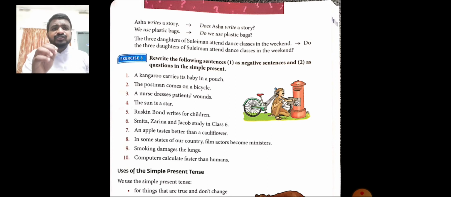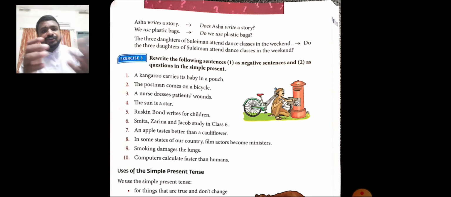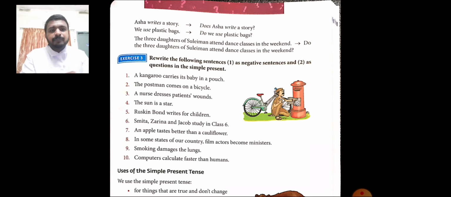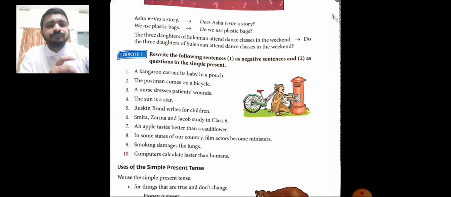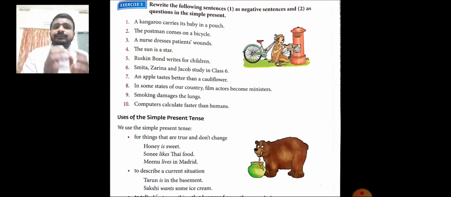The three daughters of Suleiman attend dance classes in the weekend. Do the three daughters of Suleiman attend dance classes in the weekend? Now, where to use the simple present tense? First one, for things that are true and do not change. For example, honey is sweet. Sony likes Thai food. Minu lives in Madrid. All these things are true, and so the true facts will not be changed.